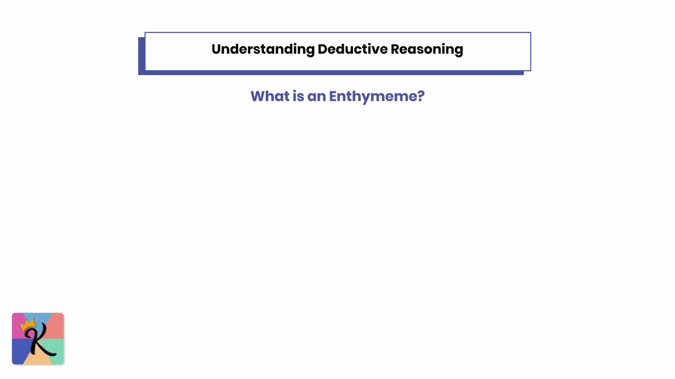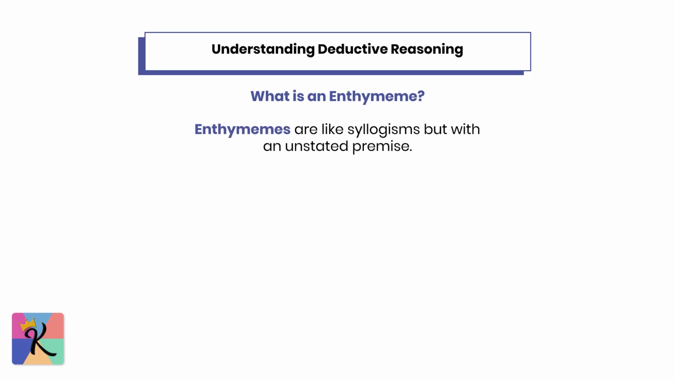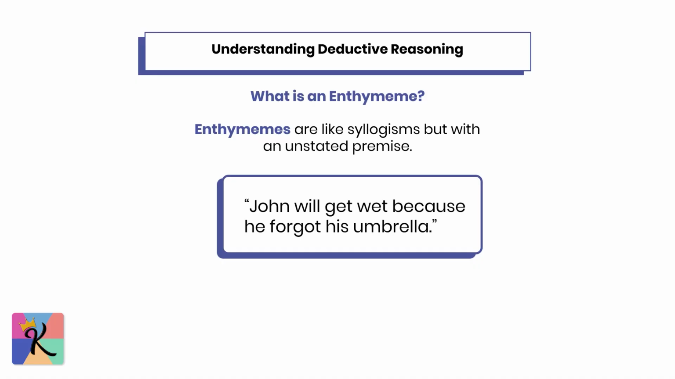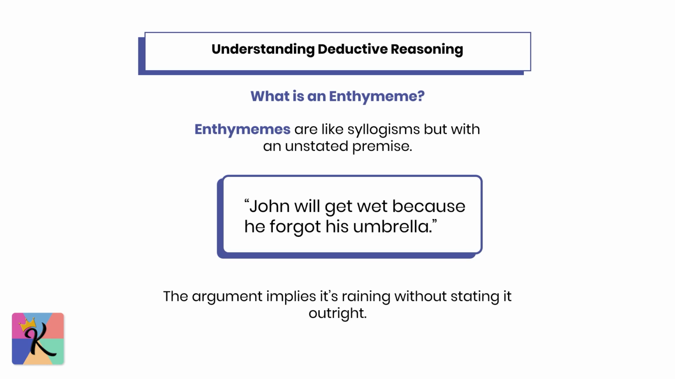However, things get trickier with enthymemes, which are like syllogisms, but with an unstated premise. Let's look at an example. John will get wet because he forgot his umbrella. The unstated premise here is, it's raining. The argument implies it's raining without stating it outright.